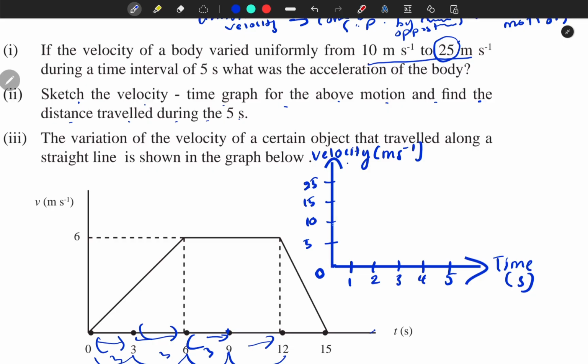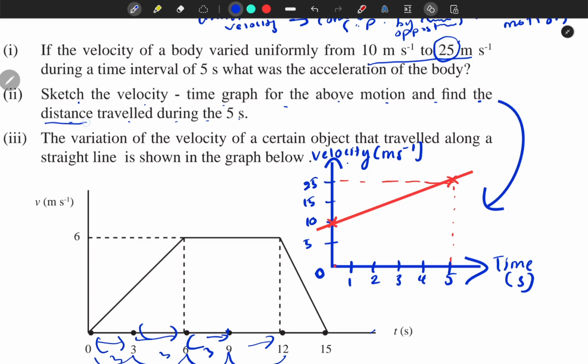එතකොට 0 වලදී කීයෙන්ද පටන් ගන්නේ? 10. So it's starting at 10, that means at the 0 second its initial velocity is 10 meters per second, and at the end of the 5 seconds it's becoming 25. Little bit hard because there are no square rules, right? So you have to draw a straight line by joining both. This is the graph, right? That is the way of drawing it.